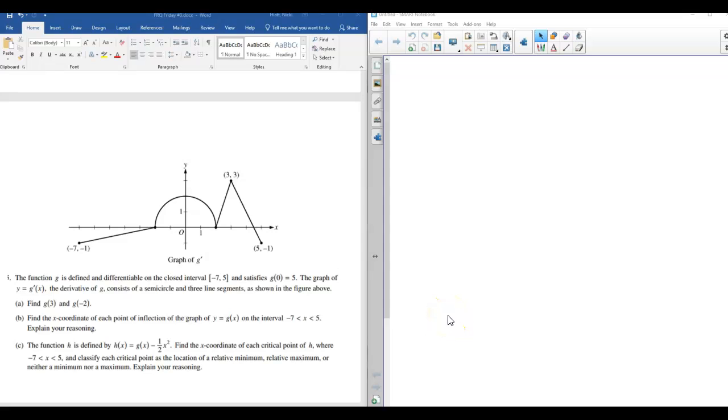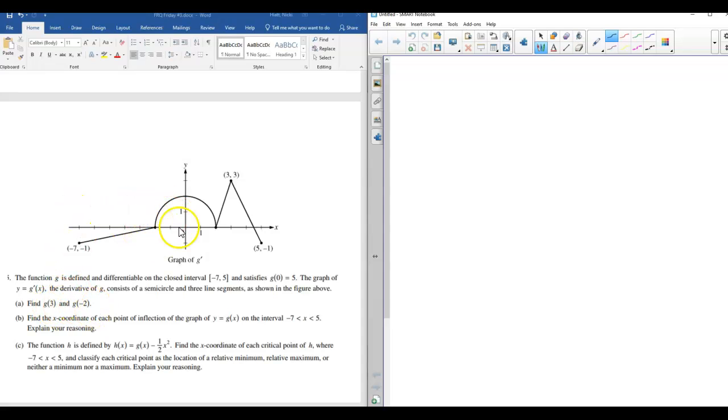Alright, we're going to look at number 5 together. 5 is a problem that gives us the piecewise function as our graph. It tells us that g is differentiable on the closed interval. It tells us g of 0 is 5, but the graph they give us is the derivative of g. So, we're supposed to find g of 3 and g of negative 2.